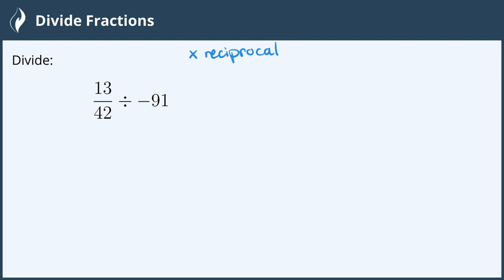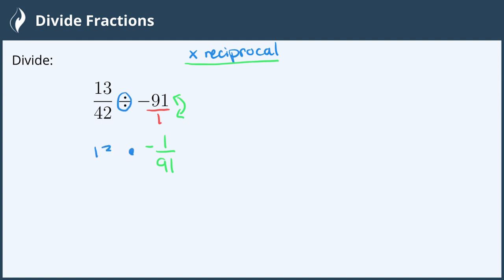In this case, 91 doesn't look like a fraction, but we can put it over a 1 and make it a fraction that way, because any whole number divided by 1 keeps its value. Now that we have a fraction, we want to change it to multiply by the reciprocal, so we will reverse the numerator and denominator of the second fraction, giving us -1/91. And because we've now done the reciprocal, the division sign becomes a multiplication sign.